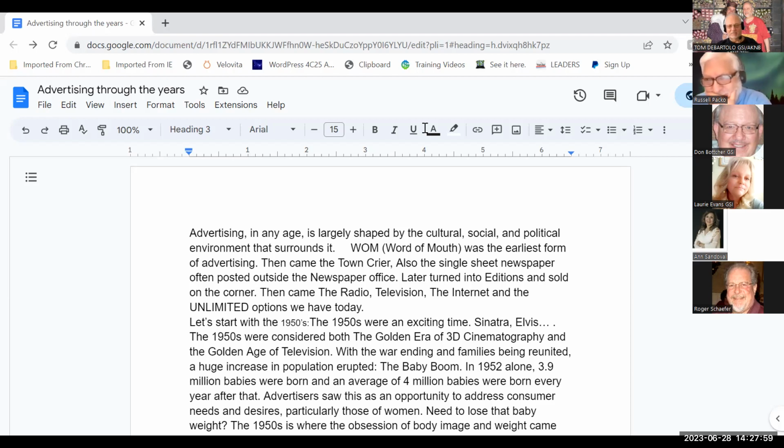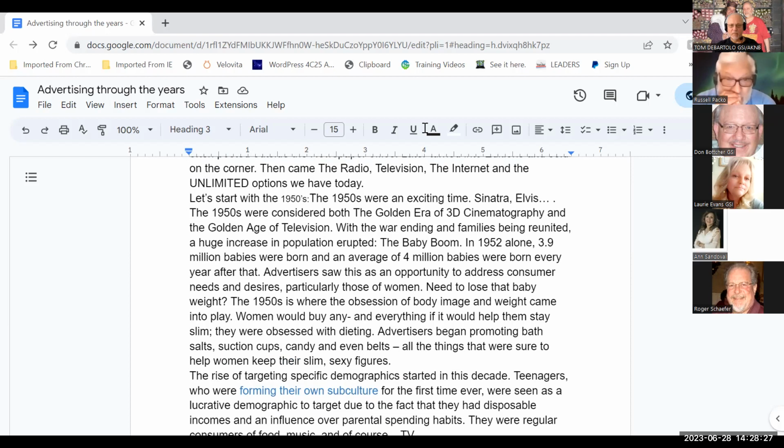Because of this, the later editions turned into editions, whether they were single sheet, double sheet, folds, whatever, on the corner, so you could generate revenue for the newspaper instead of just having it in one place that everybody could come read. Then came radio, television, and the internet with the unlimited options we have today.